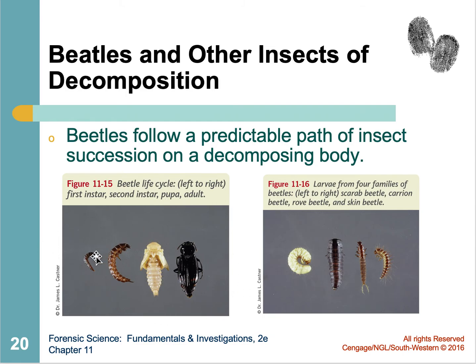Now, there are a lot of different beetles, and they arrive after the flies, simply because of the different types of food they want to eat. Instead of larvae as with flies, you're going to have grubs for beetles, and they go through a complete metamorphosis as well. So once again, applying the time it takes to go through this, and what's evident on the body, you can create a PMI using that.